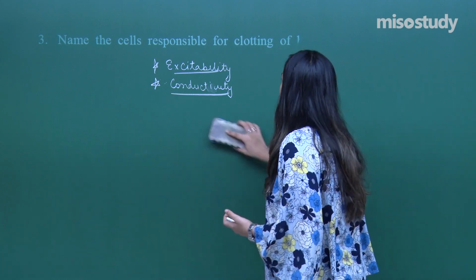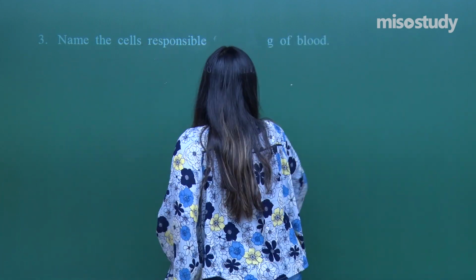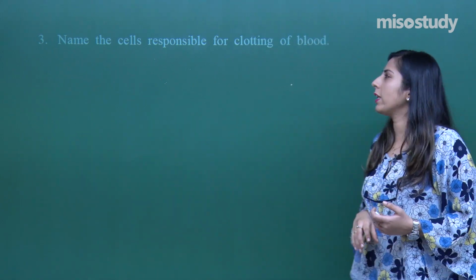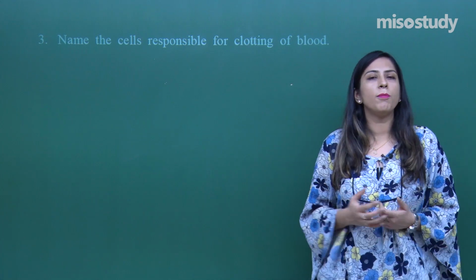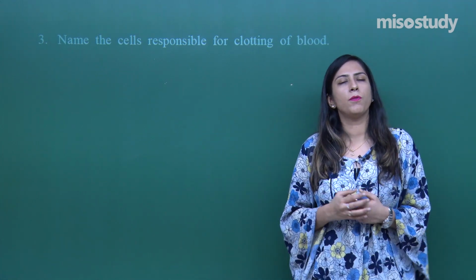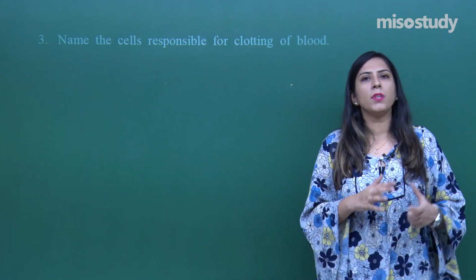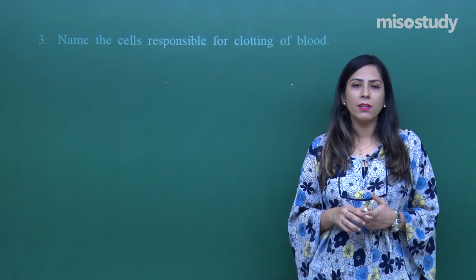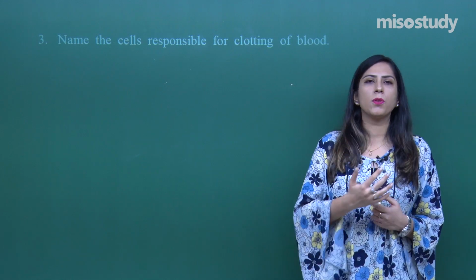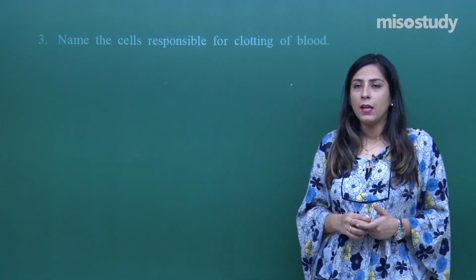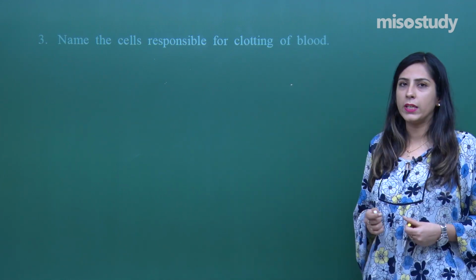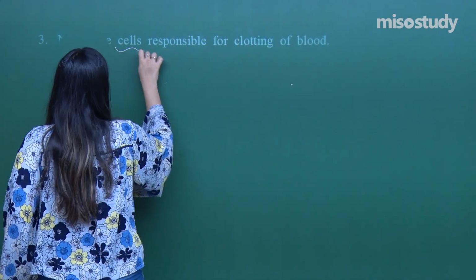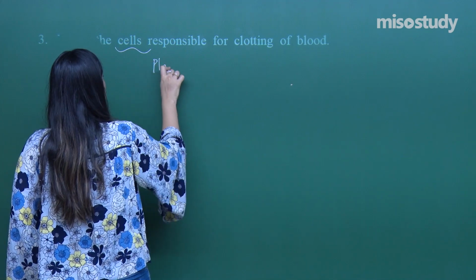Question number 3. Name the cells responsible for clotting of blood. Clotting of blood means whenever blood comes out from any wound, after some time the blood coagulates there. This is the property of blood. Otherwise the blood would keep on flowing and ultimately the person will die. That means blood has to coagulate. And blood is coagulated because of one special type of cells called platelets.